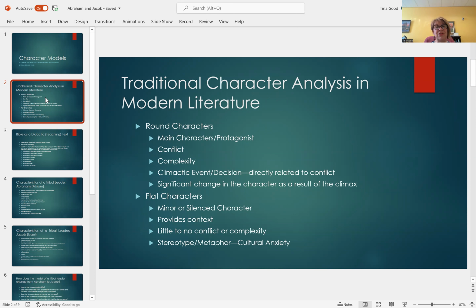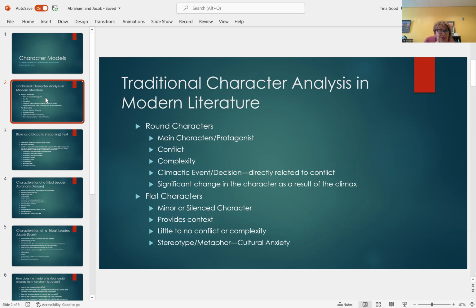That means that the character can surprise us, that the character is neither all good or all bad, but has to react to complex situations and can therefore surprise us, is not always predictable. And usually that character has some sort of climactic event where the character has to make a decision, and then the conclusion is directly related to that decision and the conflict that the character has struggled with. As a result, there is a significant change in that character.